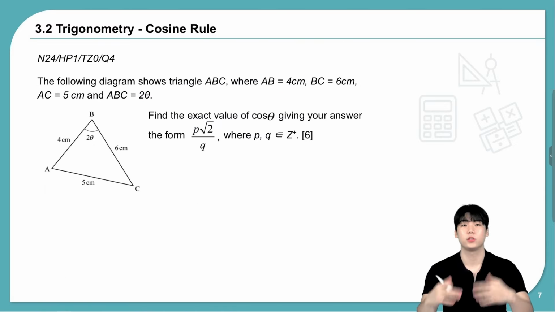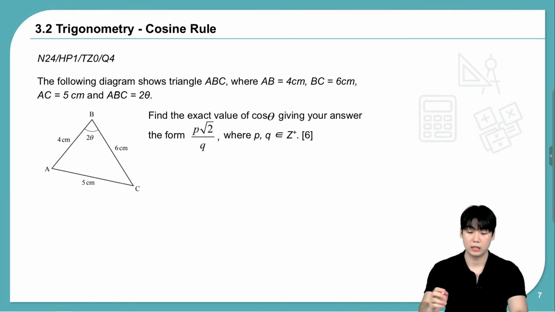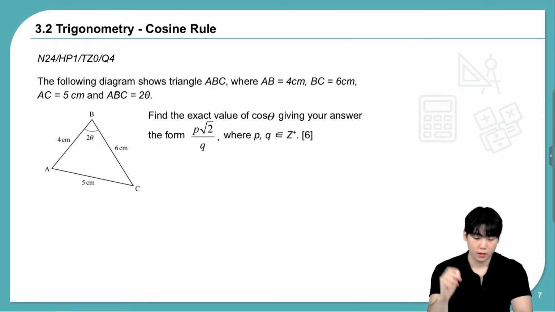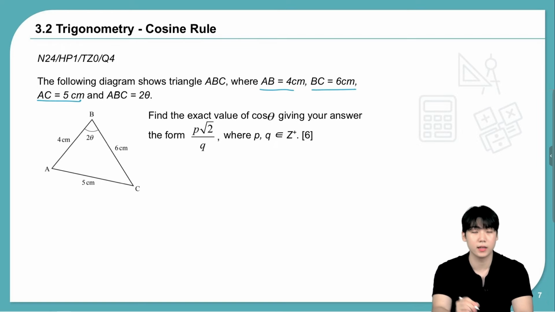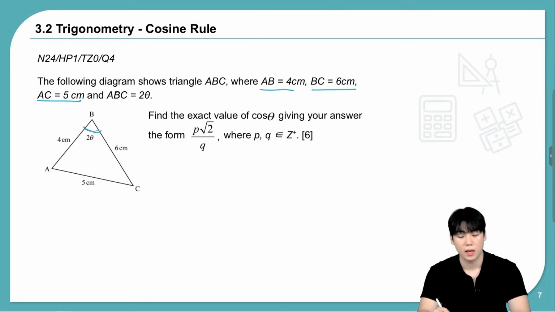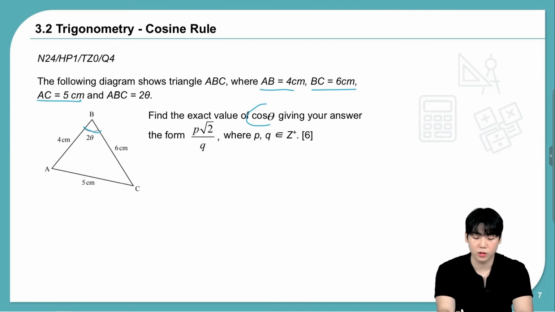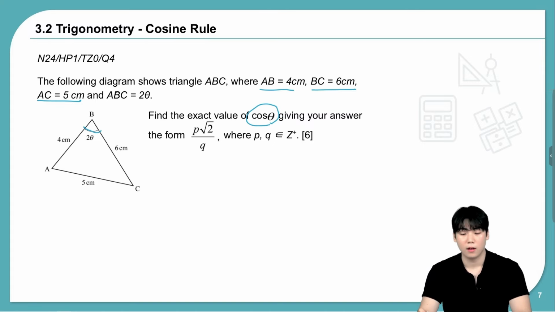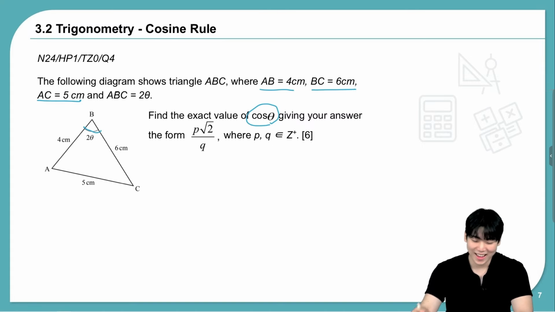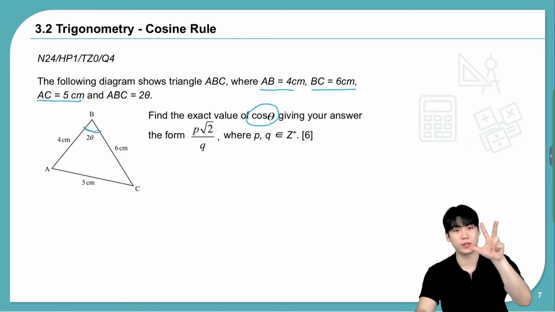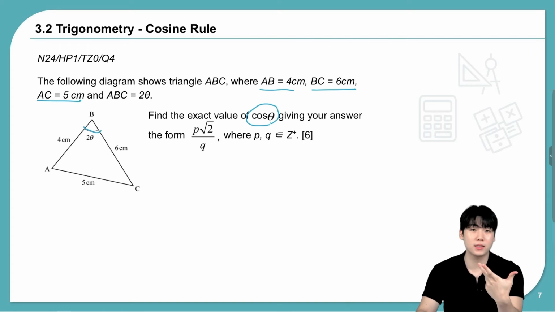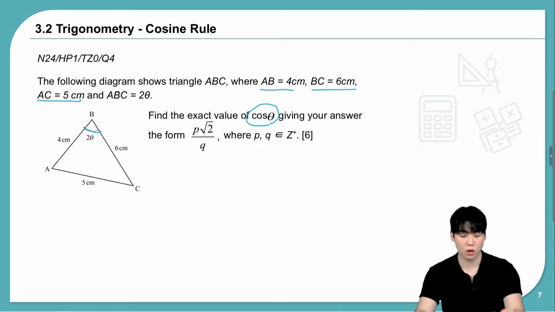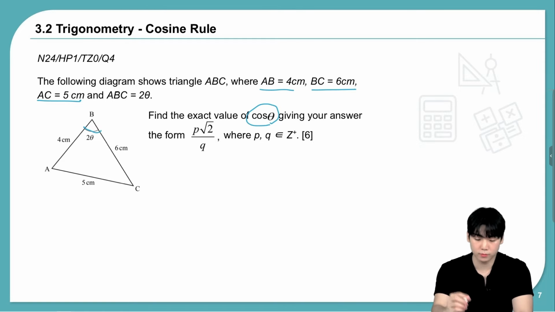Question 4, it's another trigonometry question, a very classic one. We're given the triangle ABC, we're given the length of all 3 sides with the angle of ABC given to be 2 theta. And we're asked to find the exact value of cosine theta. That means you're not allowed a calculator, although you don't have a calculator for paper 1. Yes, so if we're given all 3 sides of the triangle, using the cosine rule, we can basically find all 3 angles. So let's try using the cosine rule.